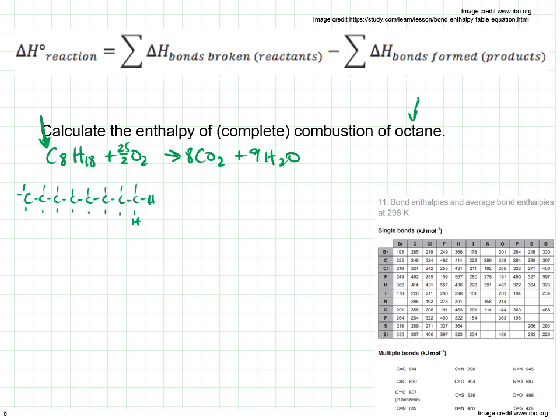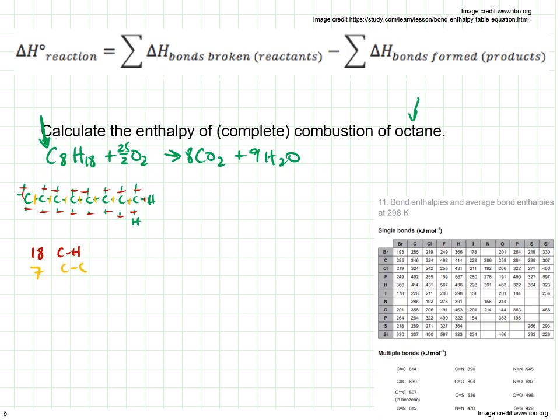So the first thing that I need to do is break some bonds between hydrogens and carbons. We have 1, 2, 3, 4, 5, 6, 7, 8, 9, 10, 11, 12, 13, 14, 15, 16, 17, 18. So I need to break 18 carbon-hydrogen bonds. I also need to break 1, 2, 3, 4, 5, 6, 7 bonds between carbons.